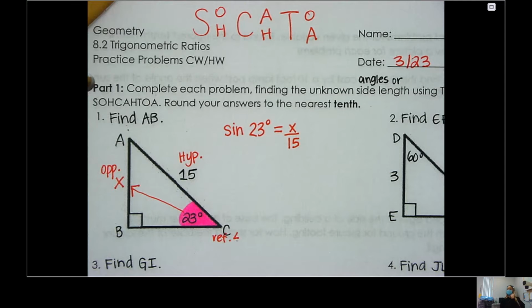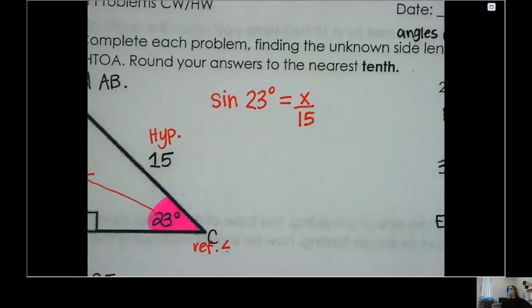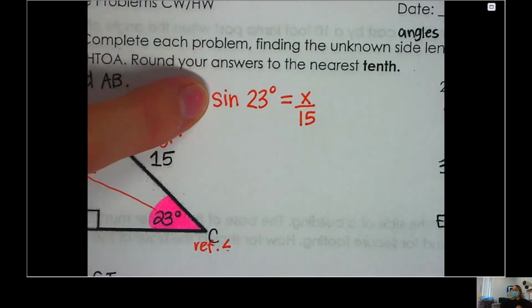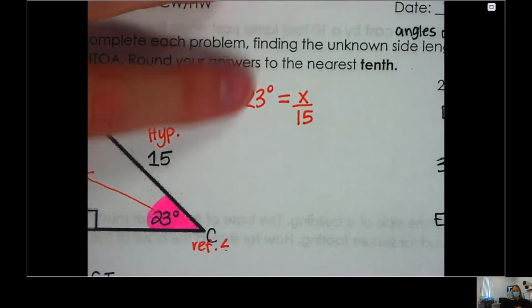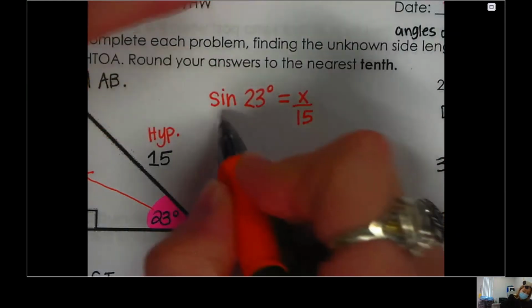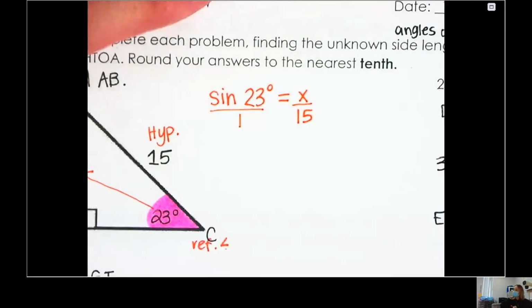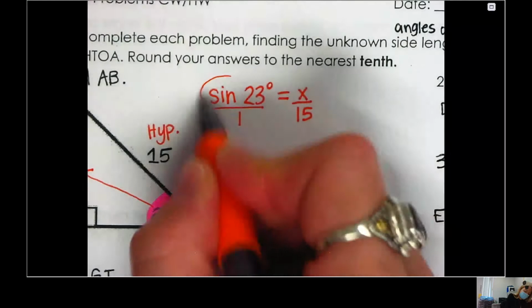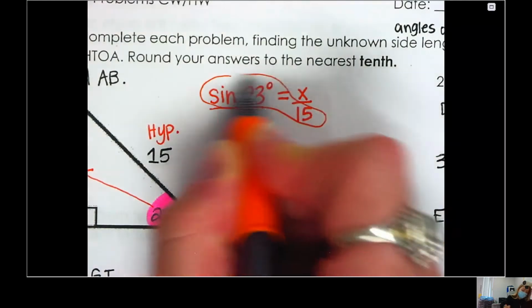I don't know that I told this class this, but an easy way to do this problem right here is you can do cross multiplication. Right? If I wanted to do cross multiplication, what do I put under the sine of 23? Let's pretend that word sine wasn't there. What would I put under it? A 1. And then I can cross multiply. It's a really easy way for you to do it. So let's cross multiply or multiply diagonally.